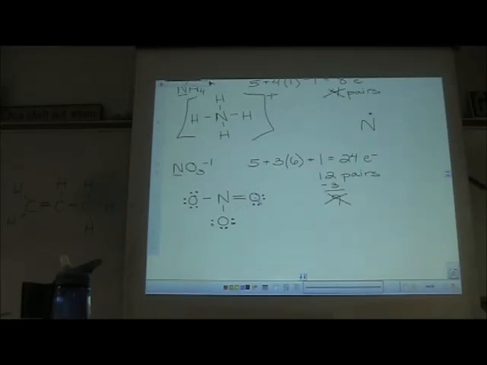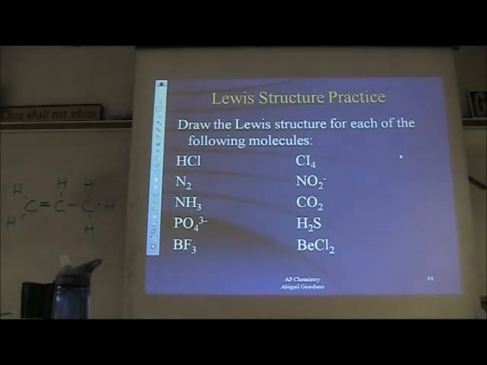Please understand, have I taken away something from oxygen? No, it still has 4 pairs around it. But now nitrogen does too. So everybody's now happy. Put brackets around it. Okay, go.